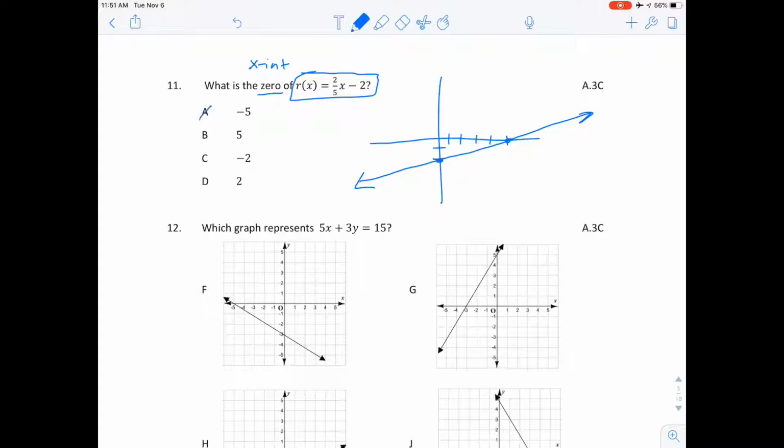It's definitely not at -5. -5 would be over here somewhere. That's not correct. +5 looks pretty good. It's not at -2. It's not at +2. So 5 is the correct answer.